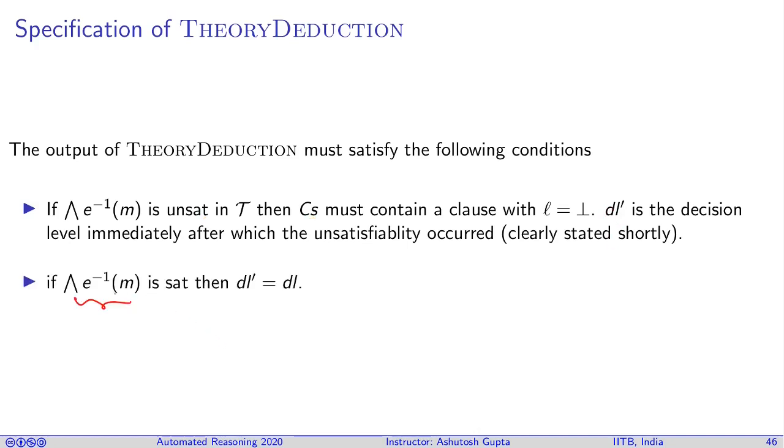Let's suppose your input set of atoms is mutually satisfiable. Then you return the same decision level, which indicates to the high-level algorithm that no change is needed. The current assignments are consistent. It may give you extra information. Clauses coming in this situation will tell you that the current decision can imply these additional literals that may appear in your formula.